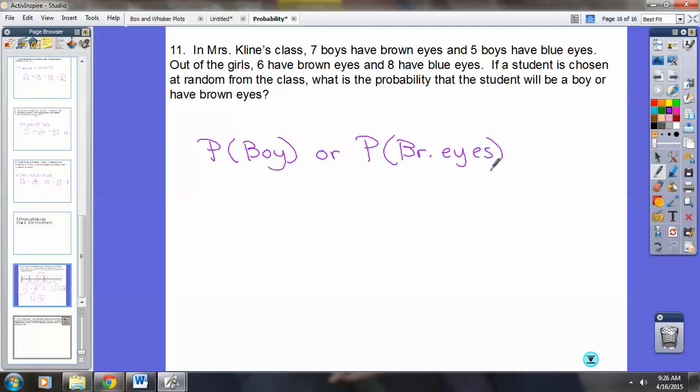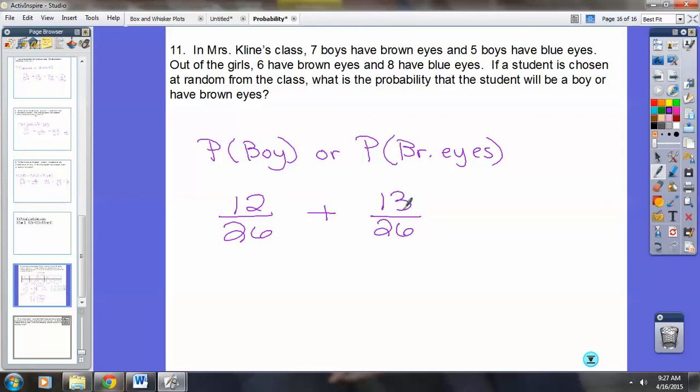So let's first find the probability of being a boy. How many total students do we have? 26. Of those 26 students, how many are boys? 12. 7 with brown eyes, 5 with blue eyes, so 12. Or means add. Here, the second one, we want to know the probability of selecting a student with brown eyes. Not necessarily a boy, but a student, boy or girl, with brown eyes. How many students total do we have? 26. Of those 26 students, how many have brown eyes? 7 boys and 6 girls, 13.